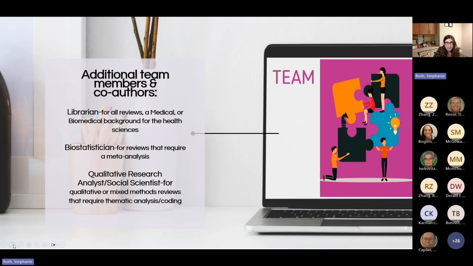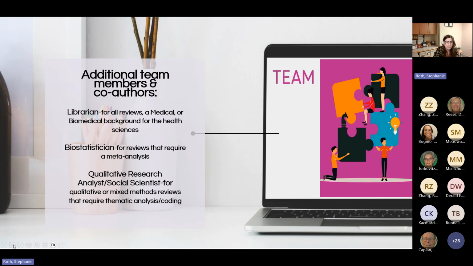A statistician or biostatistician can help with the meta-analysis. They also help you in the design phase of the study, just like the librarian. So you should work with both of them at the beginning of the study to help inform the protocol, because the protocol is what's going to inform the rest of the project.